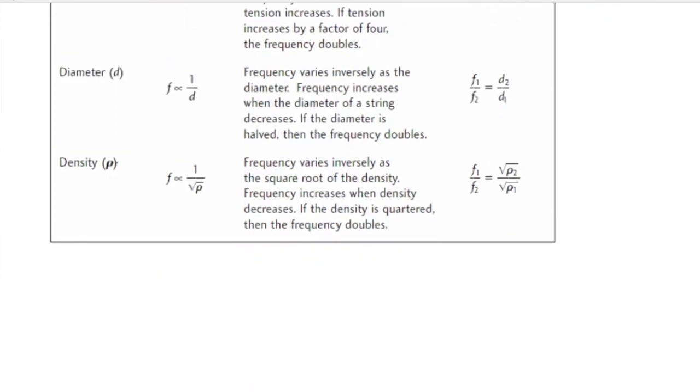And then, of course, the last relationship is the density. So the density of the material. So most electric guitar strings are made out of a nickel composite. And those have a particular property that is important for electric guitars, because nickel is also magnetic and the electric guitar pickups respond to changes in magnetic field. So it's important to have a metal in the string that will actually generate a magnetic field.